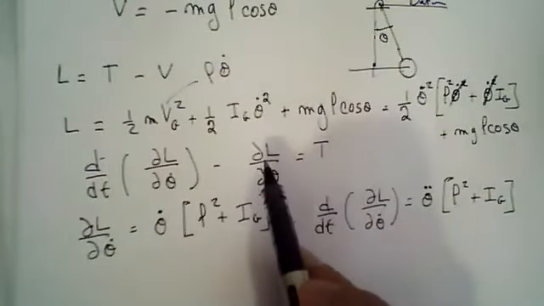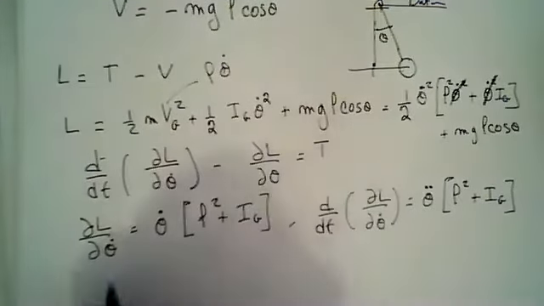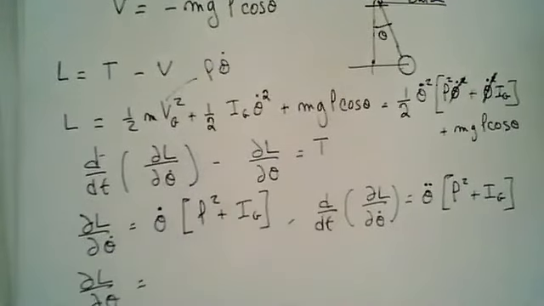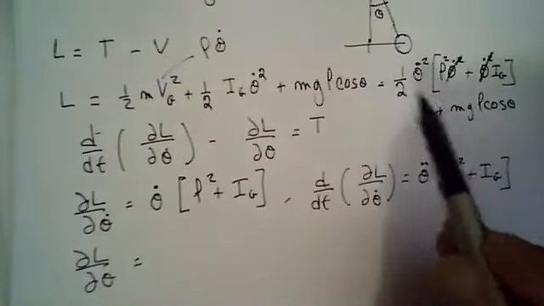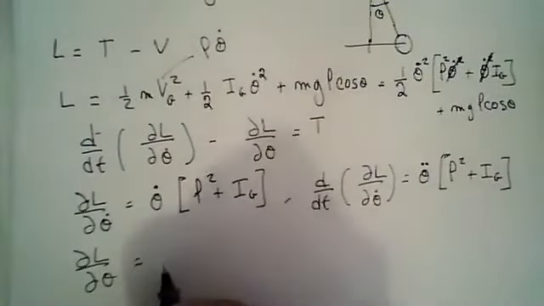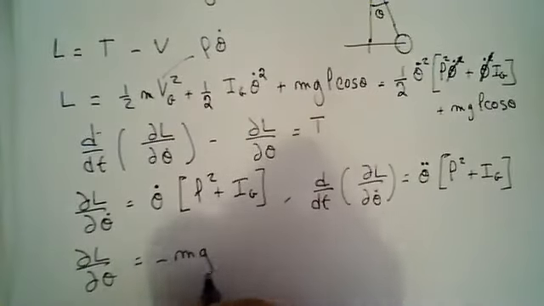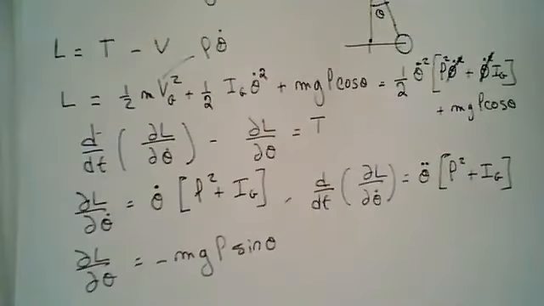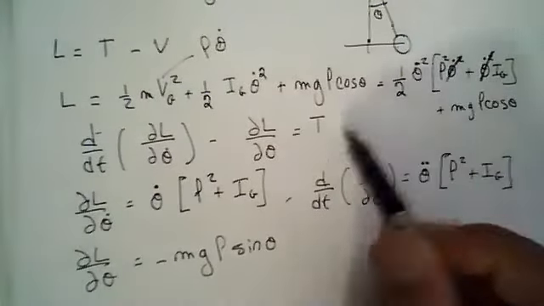Now let's look into the partial derivative of Lagrange with respect to theta. So dL d theta is going to be equal to, here we have nothing, then here we're going to have minus mgL sine theta. Okay, now back to my equation of motion, which is here.